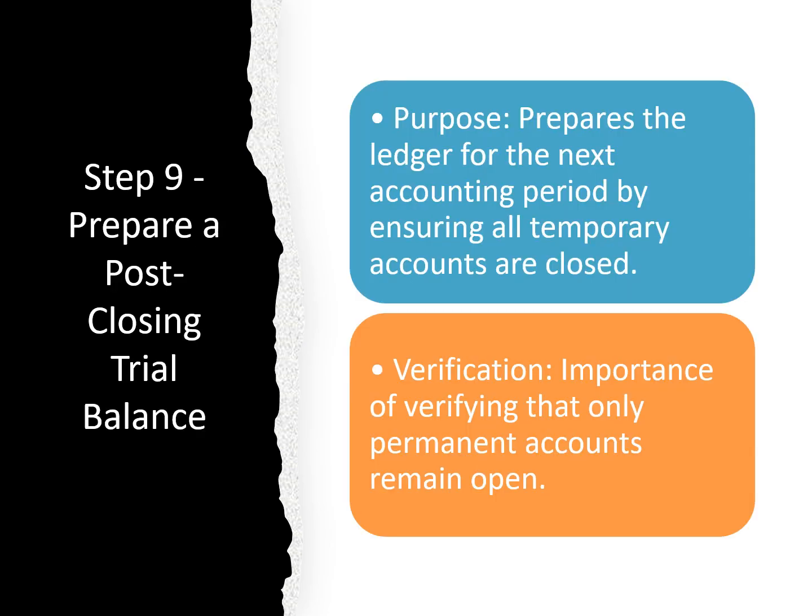Step number 9 is to prepare a post-closing trial balance. Once the temporary accounts have been closed, the final step in the accounting cycle is to prepare a post-closing trial balance. This ensures that only permanent accounts remain open for the next accounting period, providing a clean slate for future transactions.